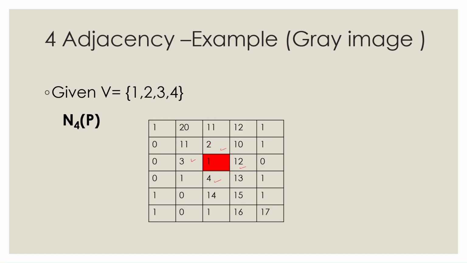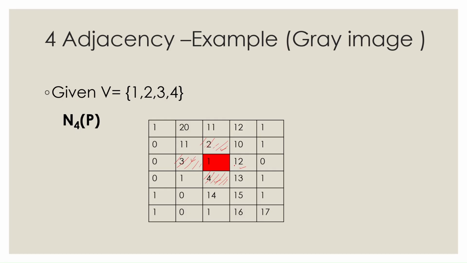Now let us take this pixel. This pixel intensity is 2. So we have to check whether this 2 is present in the set V. Yes, 2 is present in the set V. So we can take this for the adjacency. Now let us consider this pixel 3. So 3 is also present in the set V. So we can take this one also for the adjacency. Now let us consider the pixel 4. This pixel contains the intensity value 4. So this is also present in the set V. So we can consider this for the adjacency.